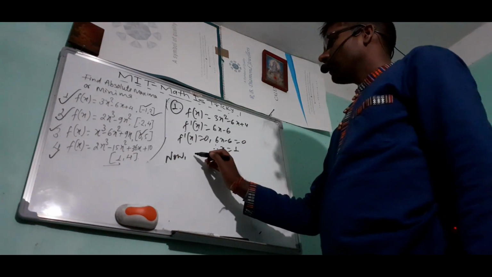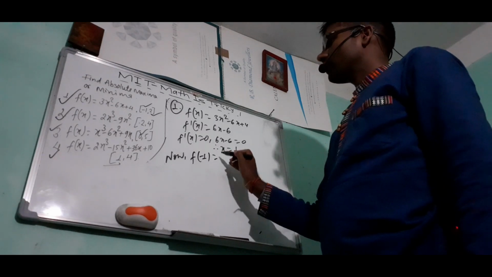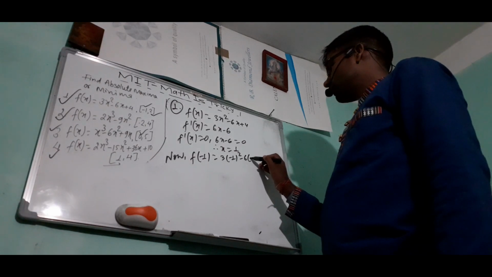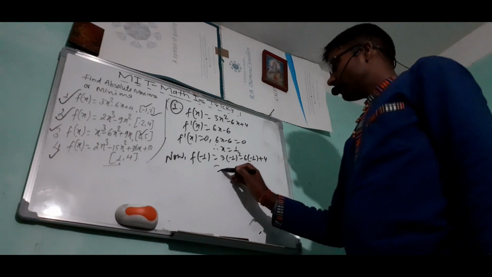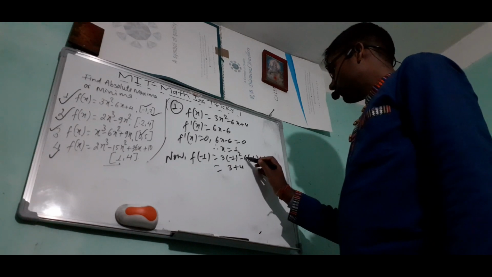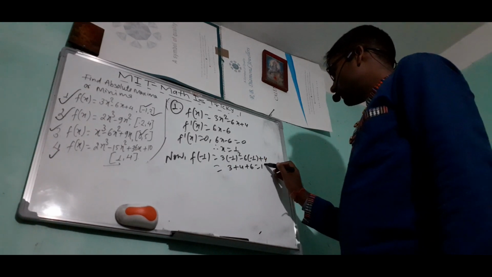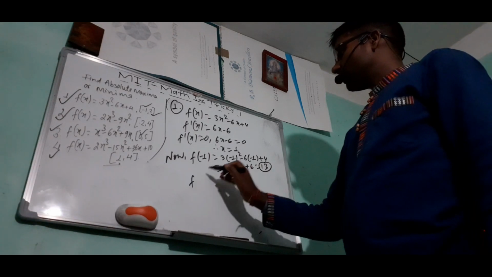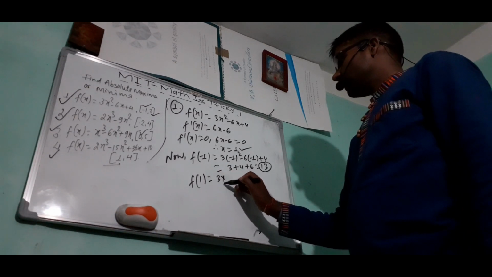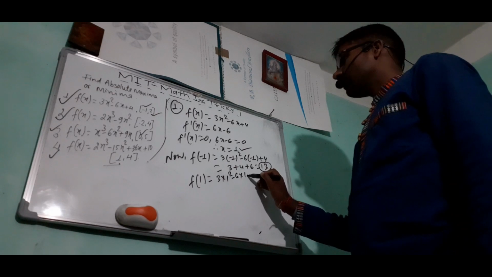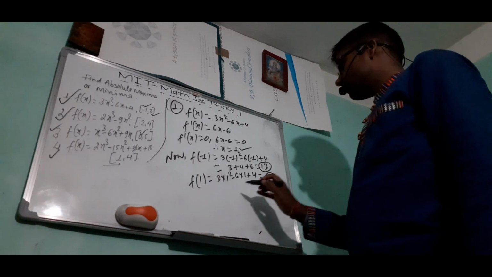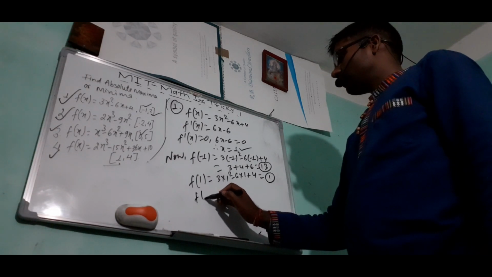Now let's find the value of f of minus 1 first. So we're getting here 3 times minus 1 squared minus 6 into minus 1 plus 4. So simply it will be 3 plus 6 plus 4, which is 13. This is one value. So f of 1 will be 3 into 1 squared minus 6 into 1 plus 4. So 3 plus 4 is 7, minus 6 is again 1. This is 1.